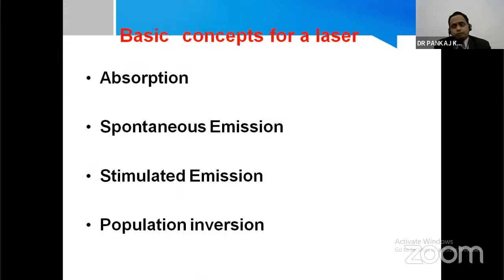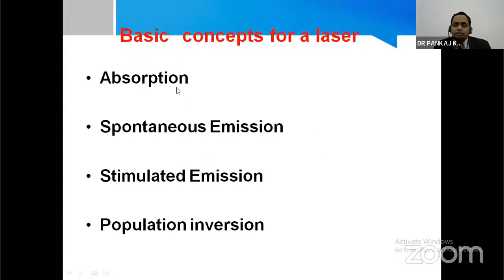The basic concepts for a laser are absorption, spontaneous emission, stimulated emission, and population inversion. These are the basic concepts, the backbone of the laser. The emission takes place in the form of spontaneous and stimulated emission, but it is quite different, and without the concept of absorption, emission is not possible.